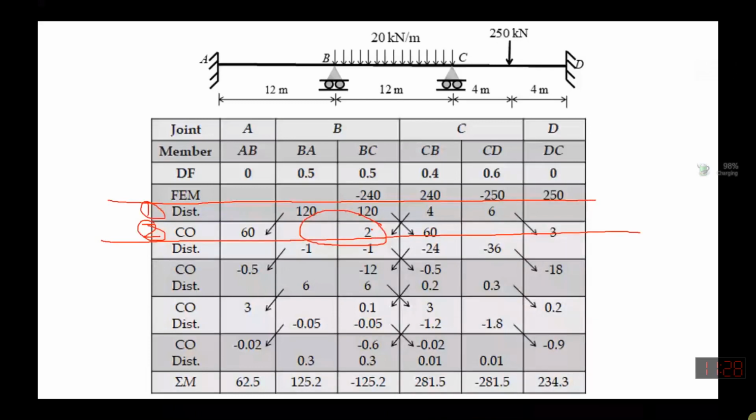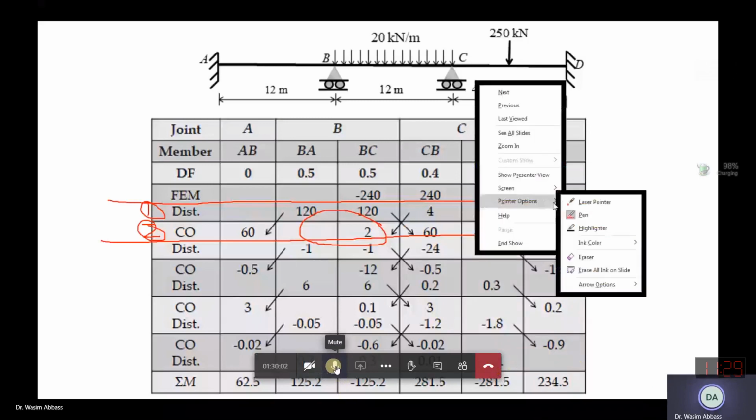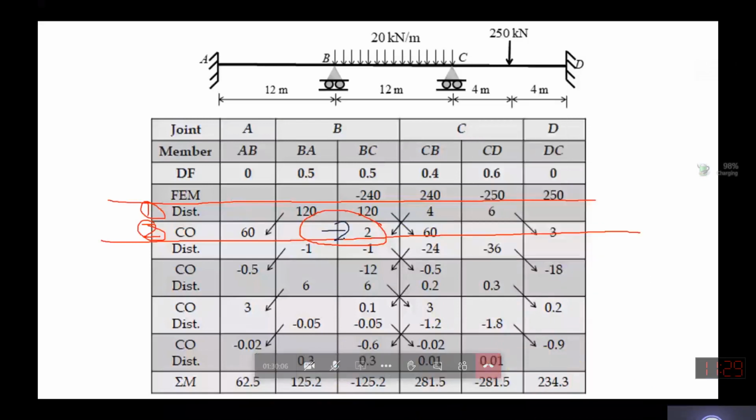कितना unbalancing moment है जी joint B पे? 2. So इसको balance करने के लिए कितना moment चाहिए? -2. So this will be -2.